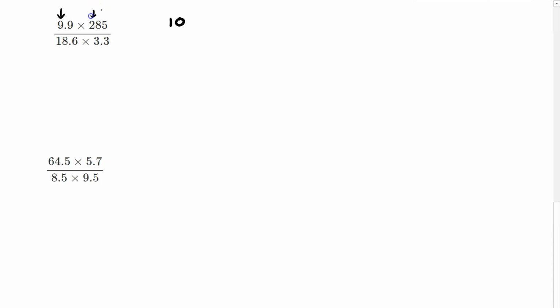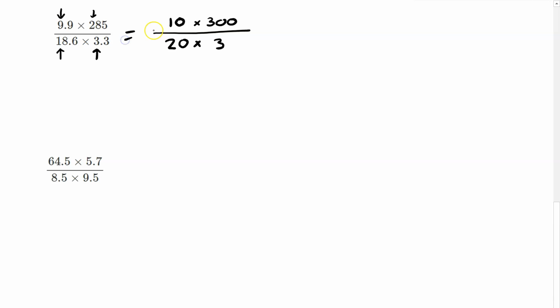For the 285, that is a number that is in the hundreds. Is it closer to 200 or 300? It's closer to 300. 18.6 is a number that starts in the tens column. So we're going to round it to the nearest 10. That would make that 20. And 3.3 is a number that starts in the ones or units column, which means we are going to round it to the nearest 1, or whole number, which is 3.